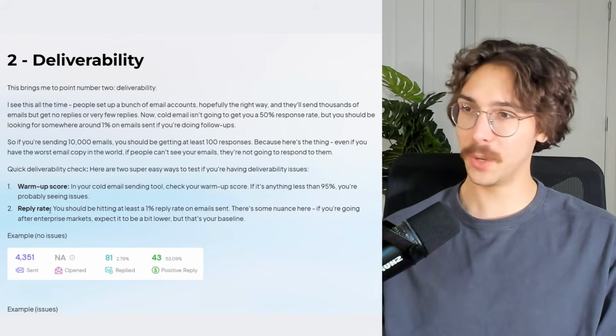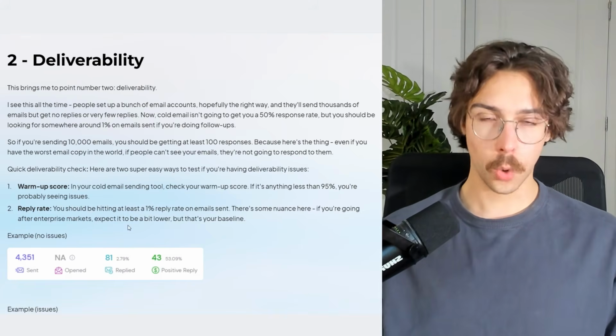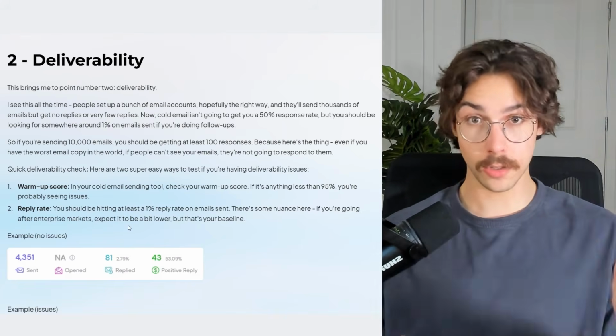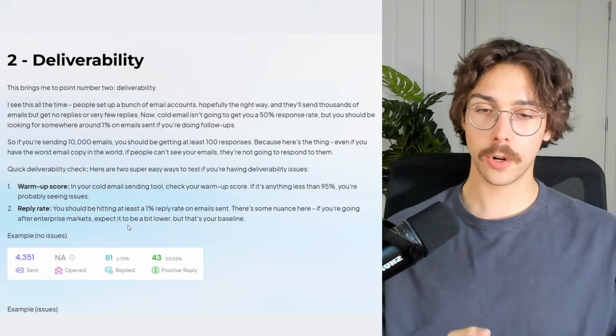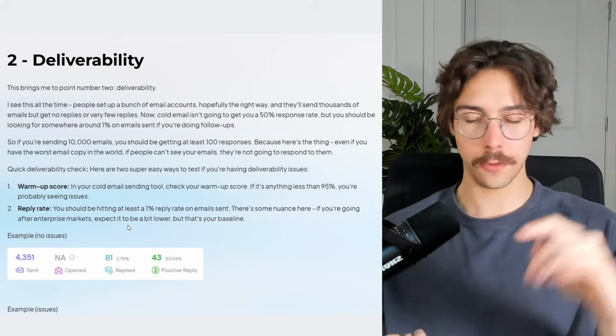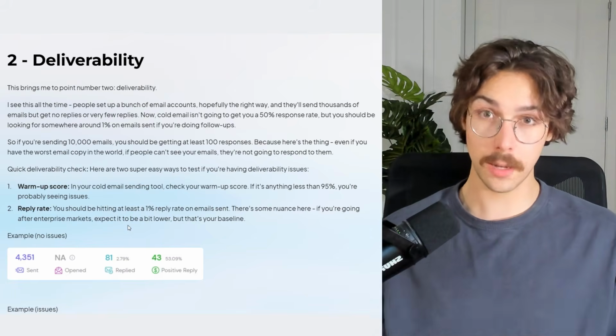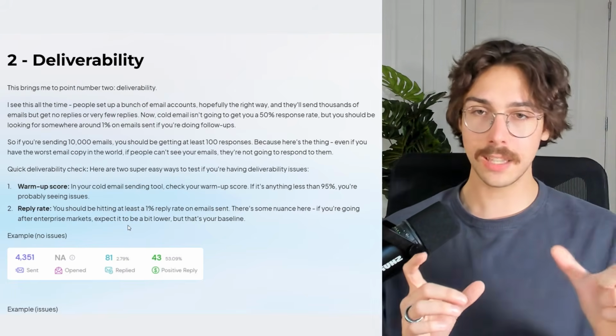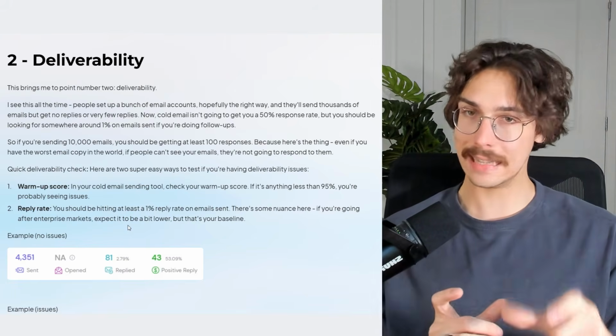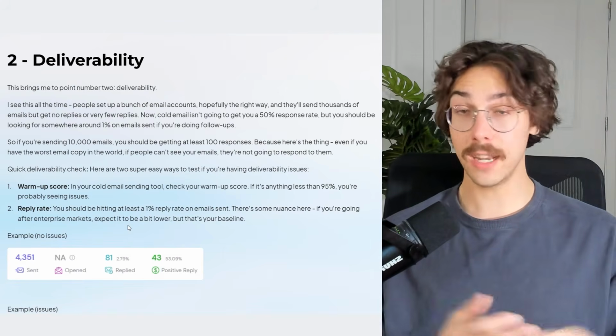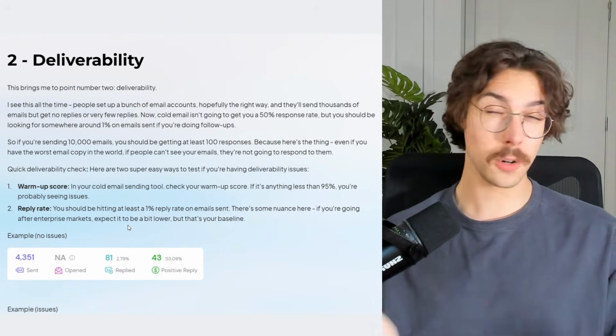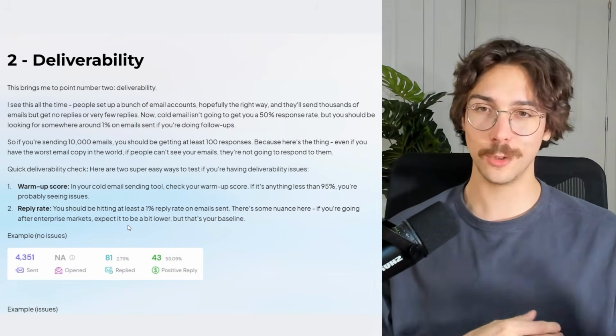I jumped ahead to point number 2 here. And point number 1, warm up score, for the guys out there that are sending cold emails. Warm up score you can see in your email accounts tab if you're using Smart Lead or Instantly or any modern cold email tool. You can see the percentage of warm up emails that land in spam. And if any more than 5% of them or so are landing in spam, that usually correlates to your cold emails landing in spam.